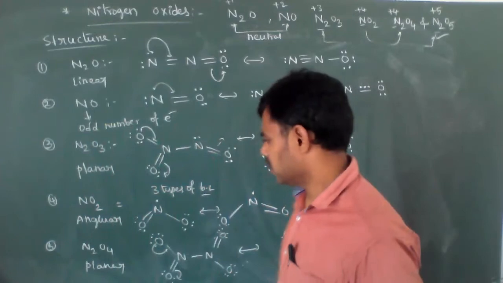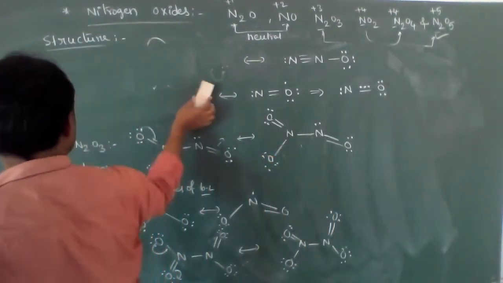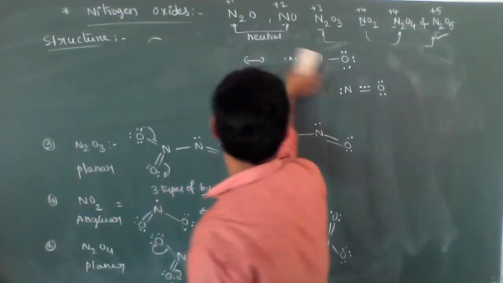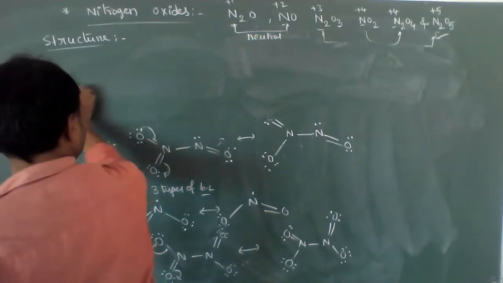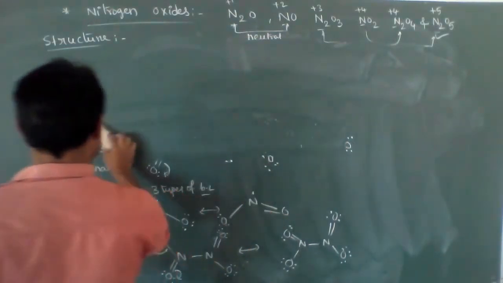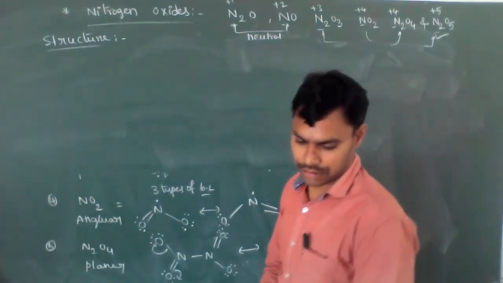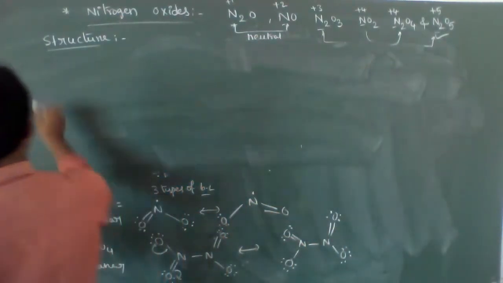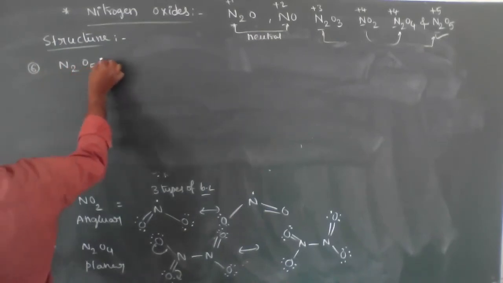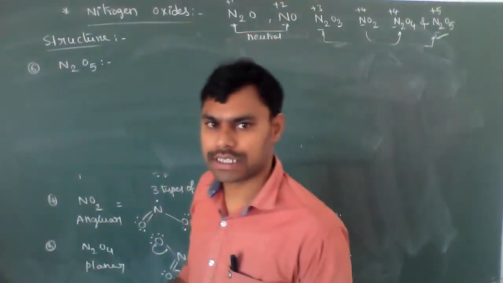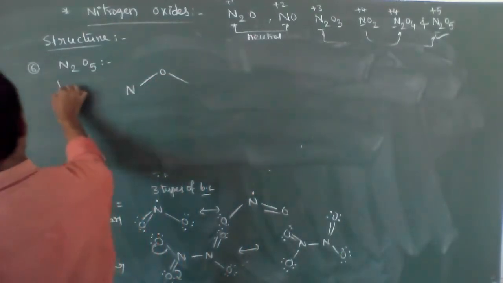Okay. Next, another one is N2O5. Let's see the N2O5 structure. N2O5, dinitrogen pentoxide. This is also a planar molecule.